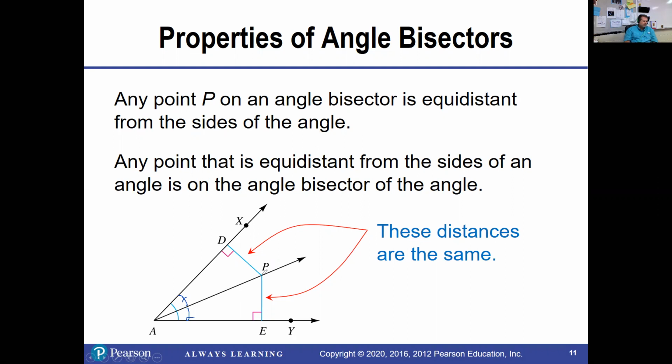So here's point P. Notice it's the same distance from here to here. But if I take a point here and say it's point T, a perpendicular line from here and a perpendicular line from here, any point I pick is going to have the same distance from the sides of the angle. And that's what this is saying.